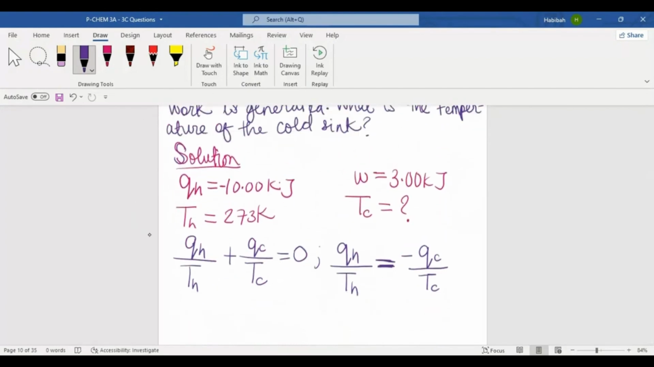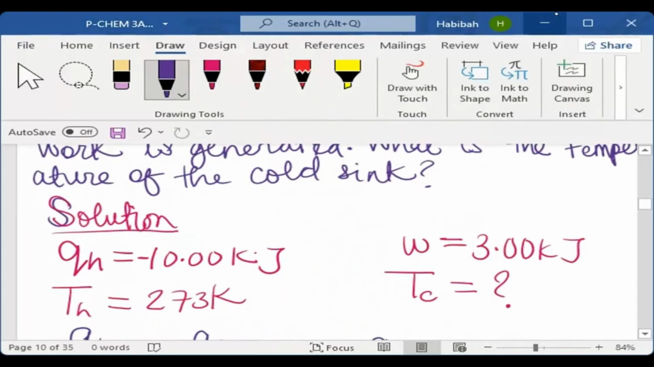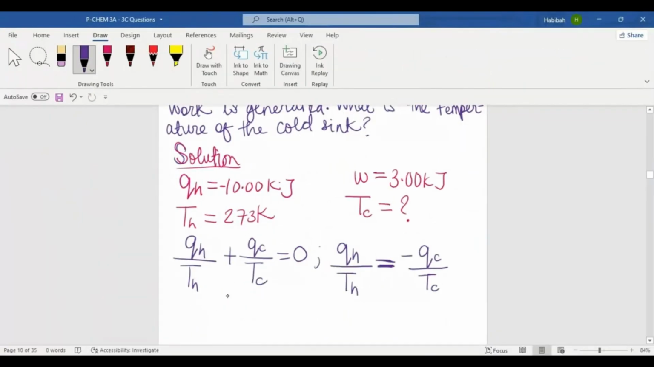So that would simply be the heat. Let me write it up top here. That means that the heat of the cold sink, QC, is just going to be whatever the heat of the hot source is, whatever we used, minus the work done. So that's actually going to be 10.00 kilojoule minus 3.00 kilojoule.